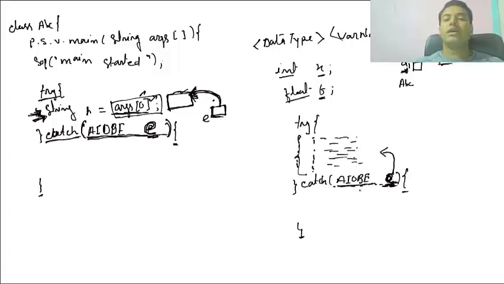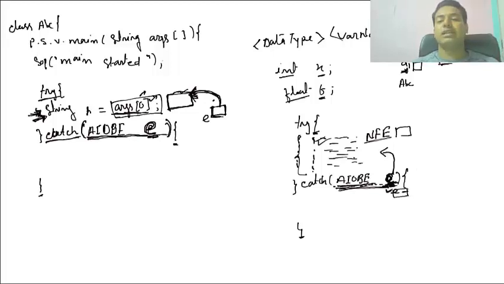But assume it is like this. Here you have defined e as type array index out of bounds exception, but the statements inside the try block are giving an exception which is of type number format exception. The exception object generated in the try block is number format exception, and the exception reference variable which you have declared here is of type array index out of bounds exception. Now the object is of type number format exception, and the reference variable is of type array index out of bounds exception. Then this reference variable cannot point to this object. It cannot, because it is not of the same type.